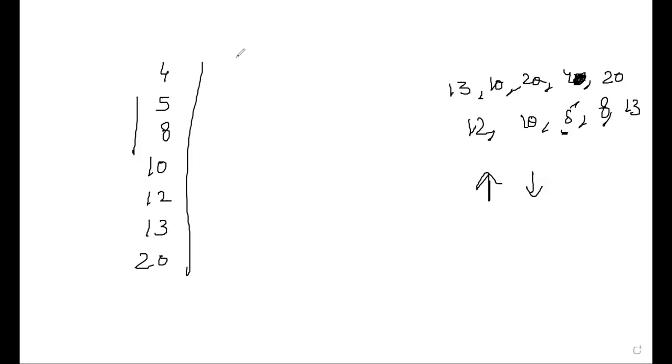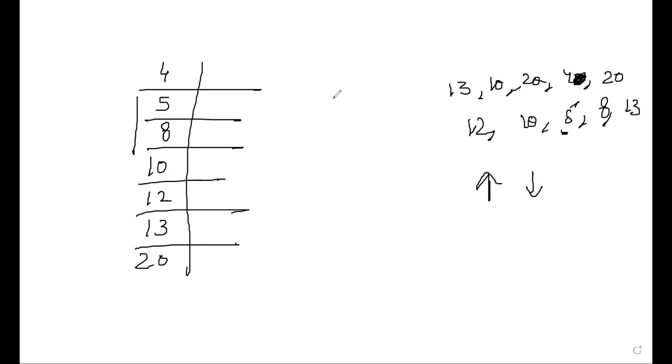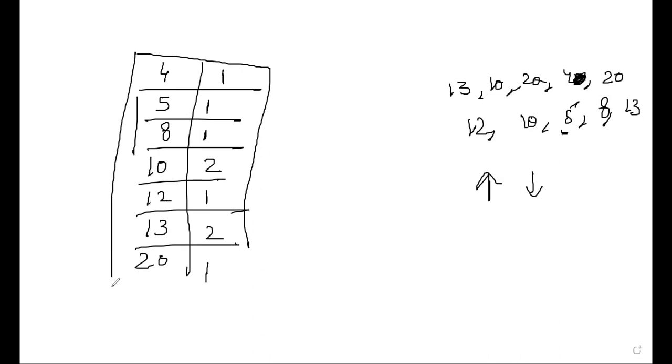Now over here you are going to write the number of times they are coming. 4, how many times is it coming? Only one time. 5, one time. 8, one time. 10, 2 times. 12, one time. 13, 2 times. 20, one time. So now you can easily say that 4 marks, only one student got. 5 marks, 1 student got. 10 marks, 2 students got. And 13 marks, 2 students got. 12, 1 student.